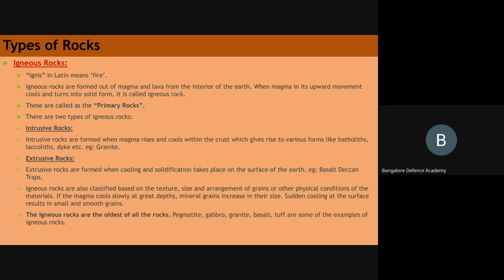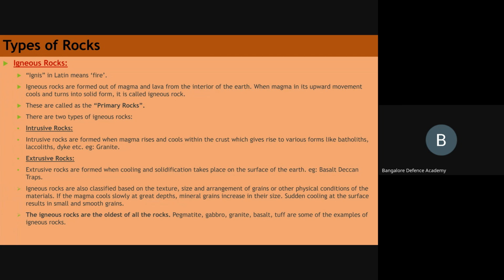Okay. So, types of rocks. The first one is called an igneous rock. The name igneous comes from ignis, which means fire, because these are the rocks formed not because of pressure and temperature, but because of lava or magma, which are very hot. The temperature will be very high compared to sedimentary rocks.